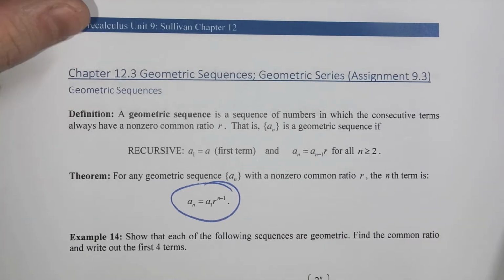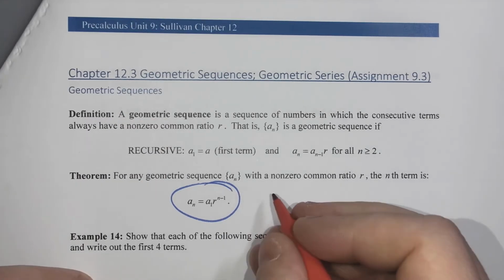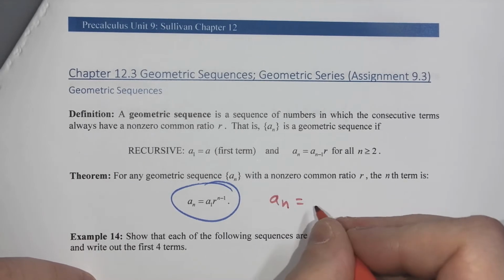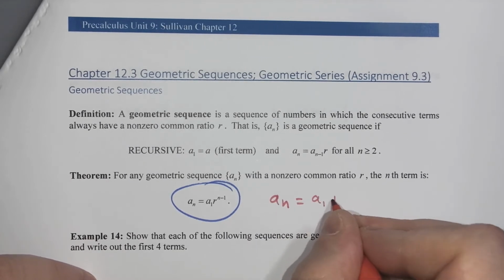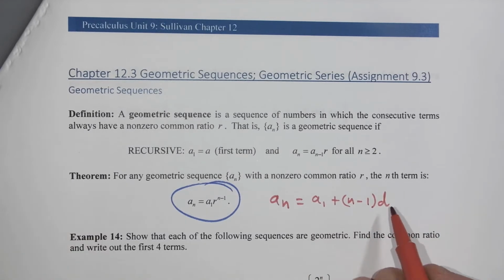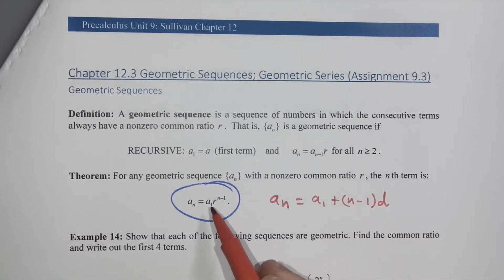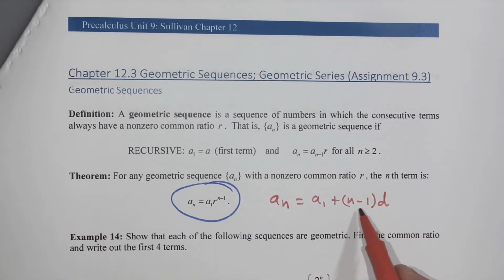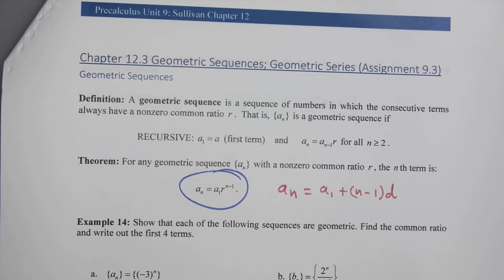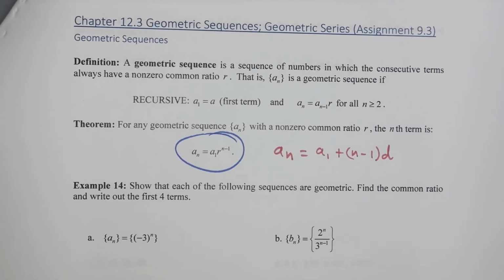So don't forget to keep track in your mind of how this is similar to our arithmetic case, where a sub n was equal to the first term plus n minus 1 times the common difference. The difference here is that instead of adding, we're multiplying, and thus instead of multiplying, we're exponentiating because of multiple copies of the ratio.